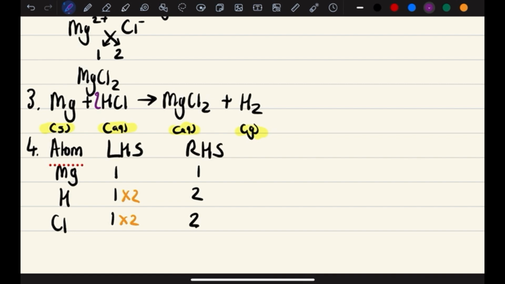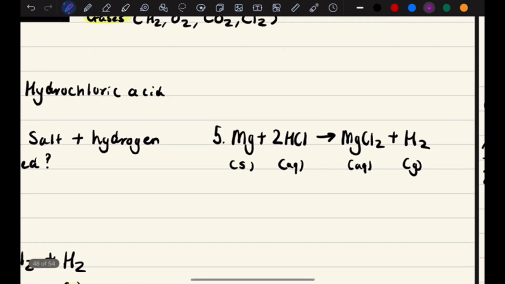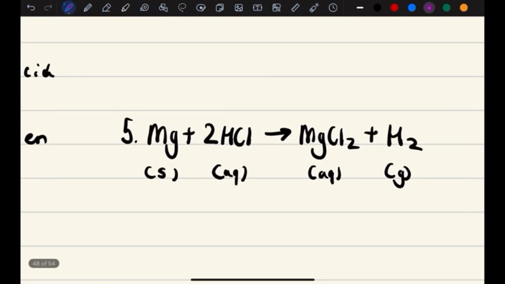If we put a 2 there, we can see that now the chlorine's 2 on the left, but then also the hydrogen is going to be 2. So both of them get times by 2. And then actually, very fortunately for us, that's our equation balanced. So you can see that is your full balanced equation. Hope that made sense. We're going to go into another example just so that we can really drill this point home.